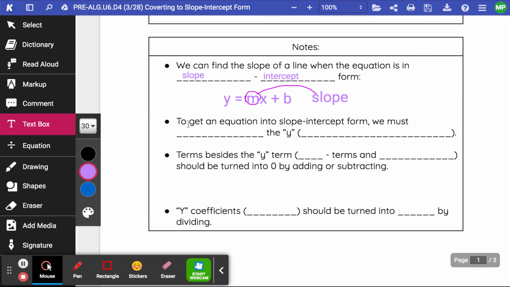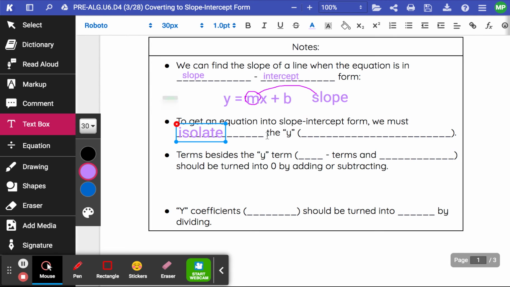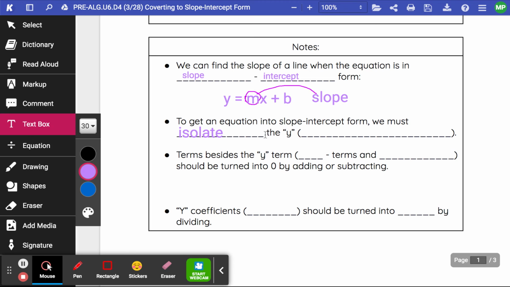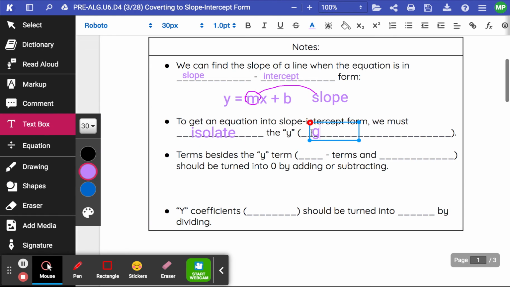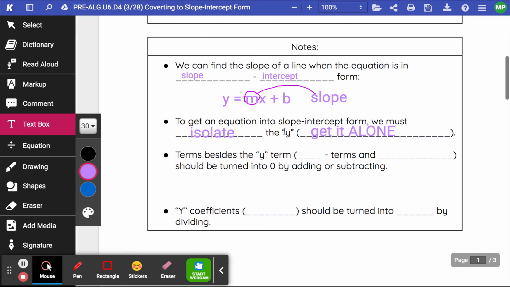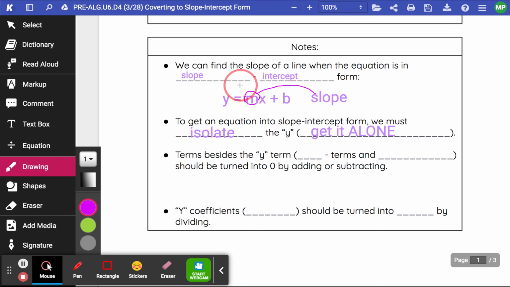All right, next up, to get an equation in slope-intercept form, we must isolate. And remember, we used the internet to help us define that word last time. We said it was to get or keep something alone. So we want to get the y alone. Notice in y equals mx plus b, the y is by itself. You're like, oh my god, miss, there's a bunch of other letters over here. But actually, if I draw the line down the equal sign, which is the dividing line of my equation, you notice y is kind of by itself over here. So that's our goal.